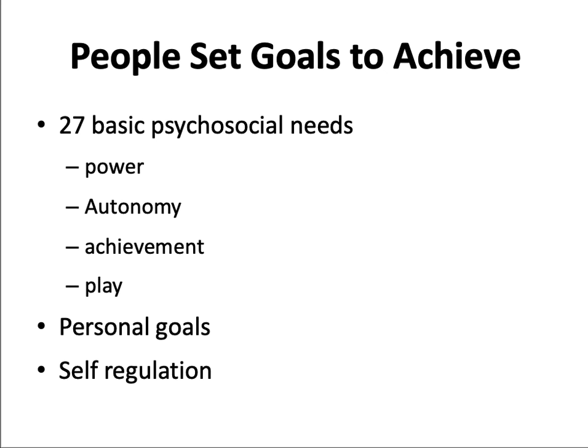People set goals to achieve. A psychologist named Murray proposed 27 basic psychosocial needs, including the needs for power, autonomy, achievement, and play. A key insight in the study of psychosocial needs is that people are especially motivated to achieve personal goals. Self-regulation of behavior is the process by which people change their behavior to attain personal goals.